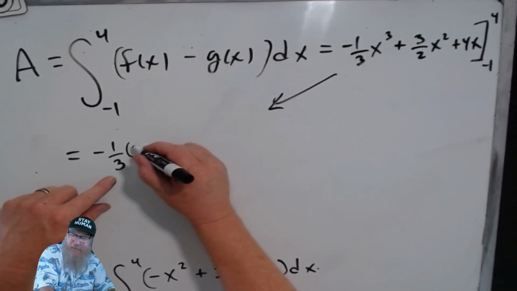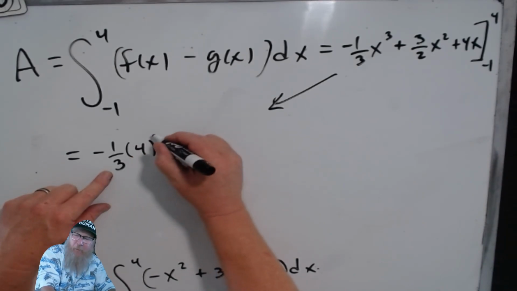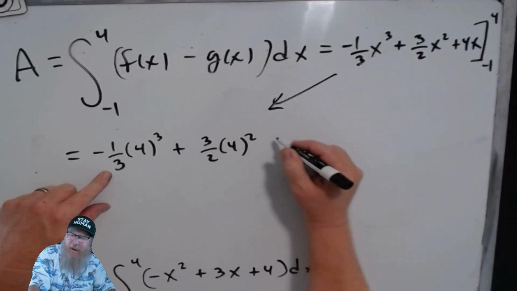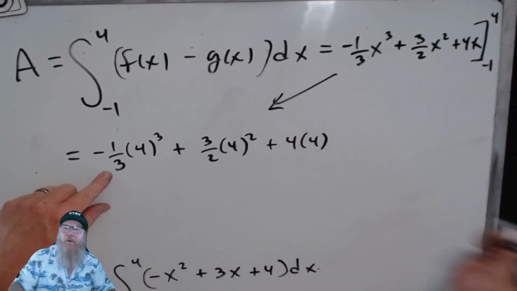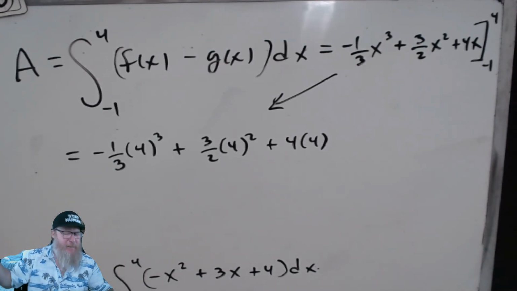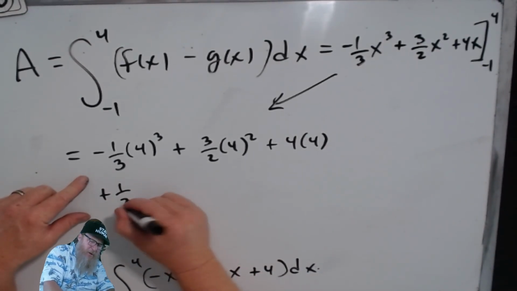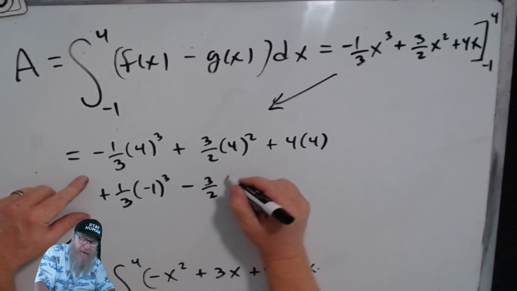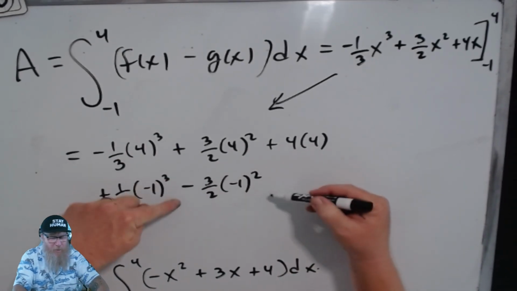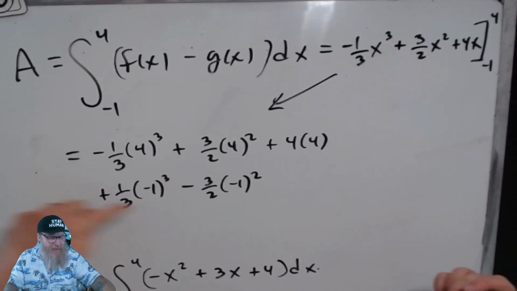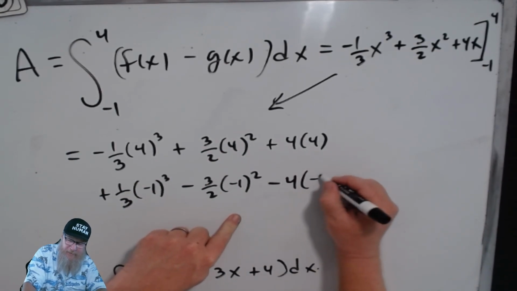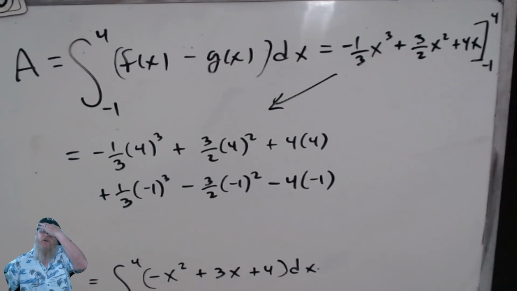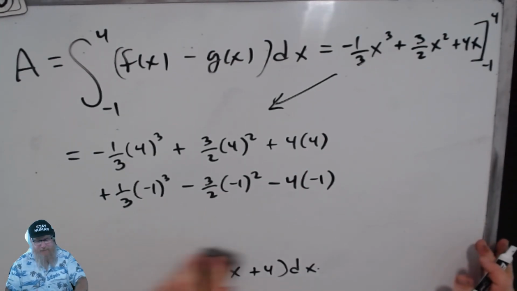Oh, look, there it is again. So I've got -1/3 4 cubed plus 3/2 4 squared plus 4 times 4. I just can't resist doing it again. Plus 1/3 -1 cubed minus 3/2 -1 squared. You see, when you line them up like this, it makes it very easy to change the signs because you can clearly look at its corresponding term when you've got them lined up like this.